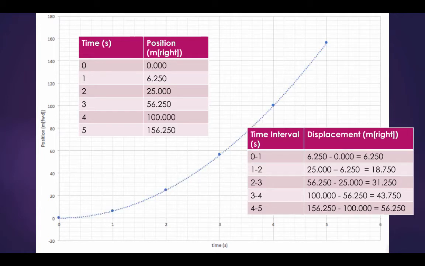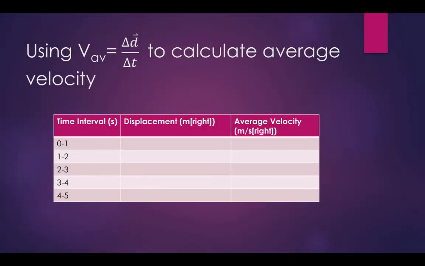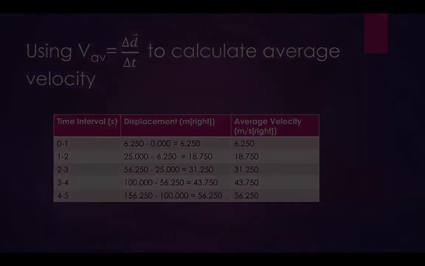We can, however, calculate average velocity for each interval of 1 second by calculating the slope created by joining the points at each second of time. The average velocities can be calculated by using the formula delta v divided by delta t. For the first time interval, it calculates to 6.25 meters per second to the right, then 18.75, 31.25, 43.75, and finally 56.250 meters per second to the right.